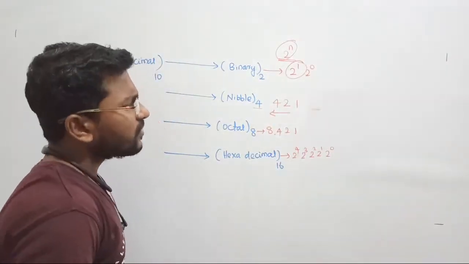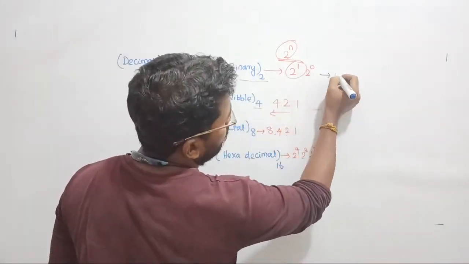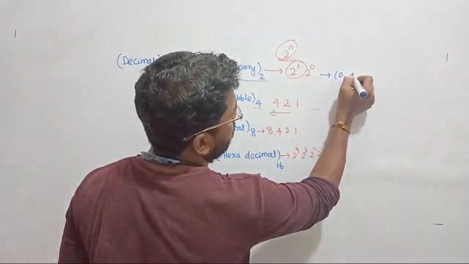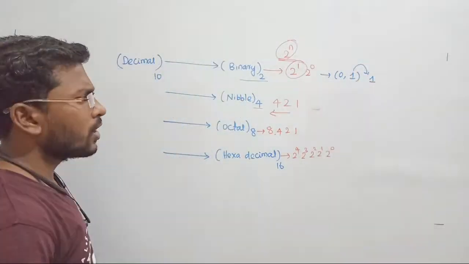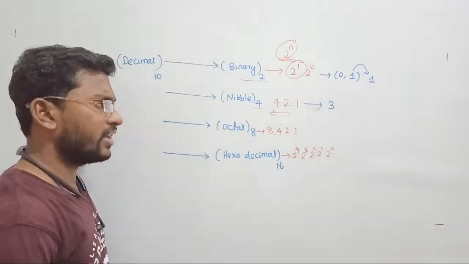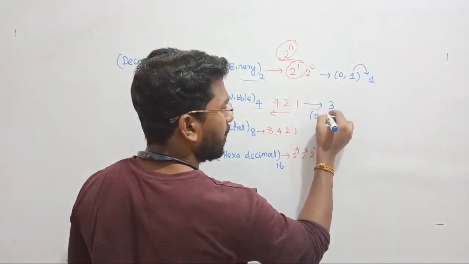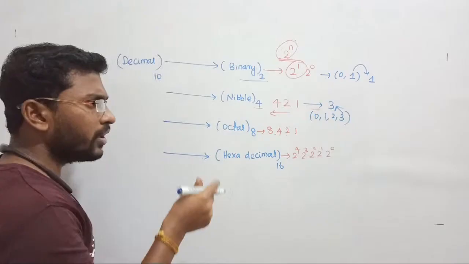Next, what is the maximum number in case of the binary system? In binary you can start from 0 and run up to 1, so the maximum number is only 1. What about nibble? In case of nibble, the maximum number is 3. Do you agree? Yes. We can start from 0 and run up to 1, 2, 3.